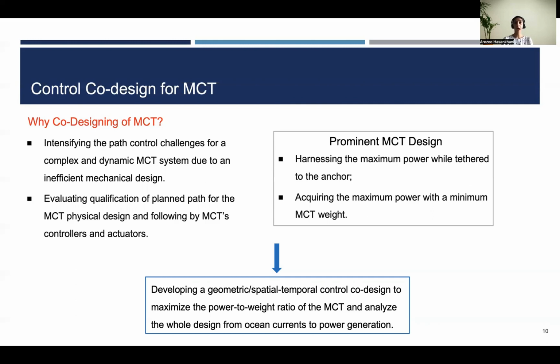So we want to have a prominent MCT design. This prominent MCT design needs harnessing maximum power from the system while it is tethered to the seafloor, and also this should harness this maximum power while the system keeps the minimum weight. So specifically in this study, we want to develop a geometric spatial temporal control co-design to maximize the power to weight ratio of the MCT and analyze the whole design from the ocean currents to power generation together.